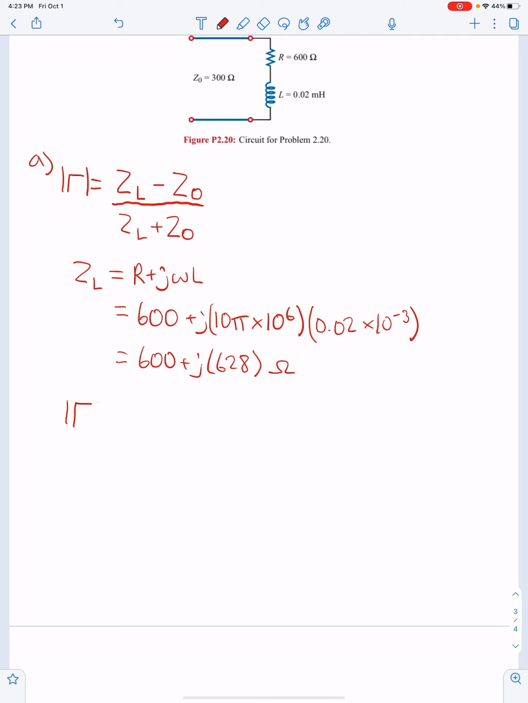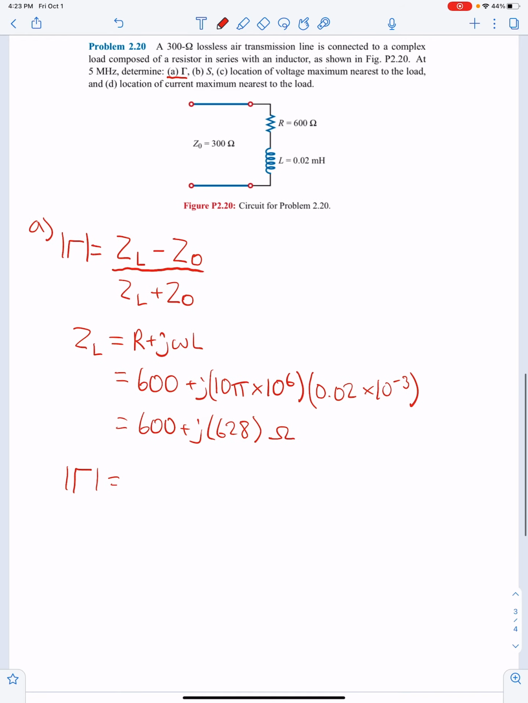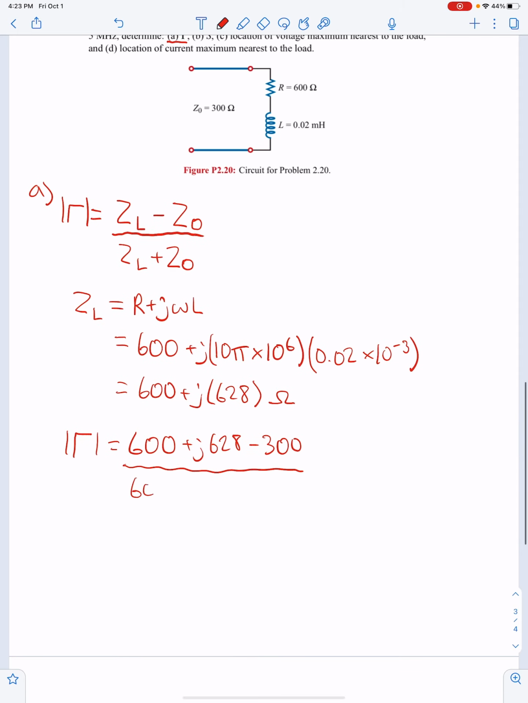Okay, so now we can go back to our reflection coefficient here, and we can get 600 plus j 628 minus 300 divided by 600 plus j 628 plus 300. So we can simplify here.